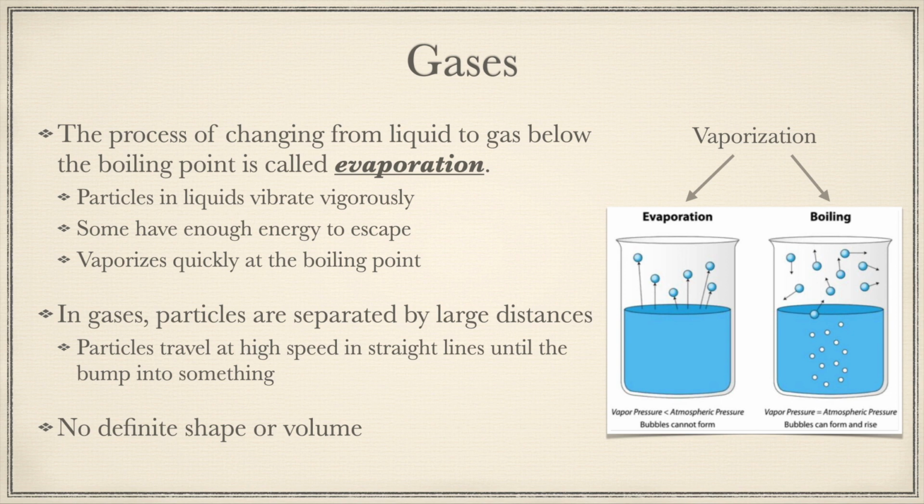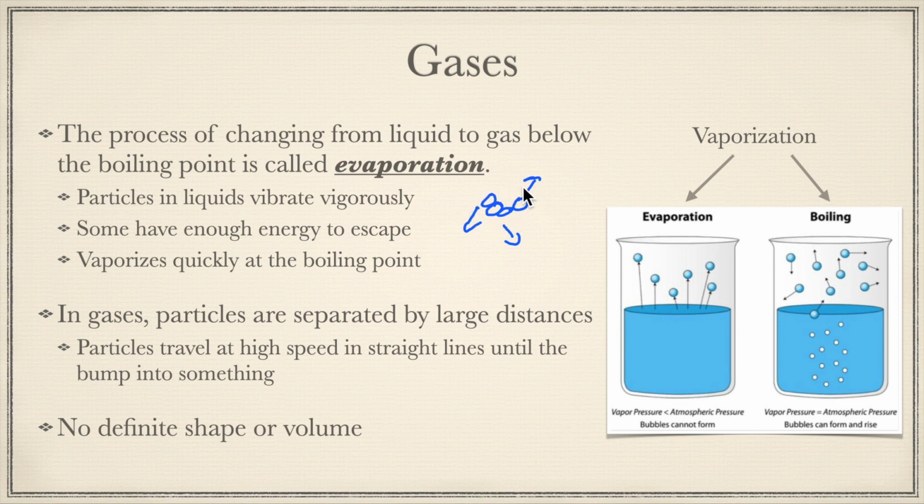So the process of changing from a liquid to a gas below the boiling point is called evaporation. Evaporation is the process of going from a liquid to a gas below the boiling point. Now, particles in liquids vibrate vigorously and move past each other, but they are in contact with each other. So in a liquid, you'll have different particles that are still in contact with each other, but they can move around. They're moving in all different directions, and they're basically in contact but moving around.